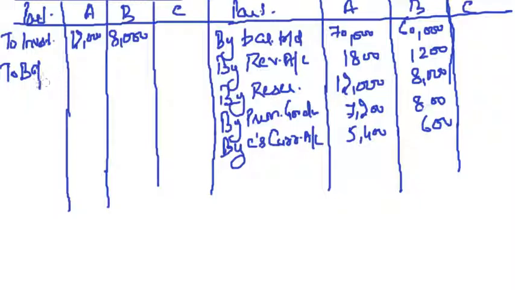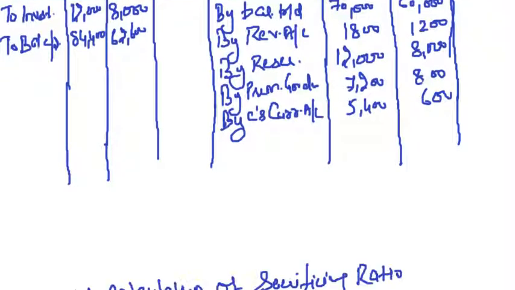We have to calculate the balance of A and B. Why do we need this? Because to calculate the amount of capital to be brought in by C. What is the balance? The balance comes to 84,400 and 62,600. Clear?